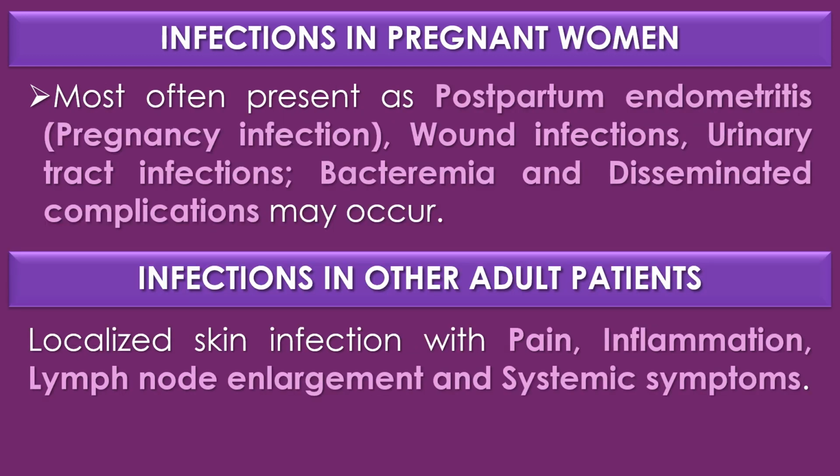The third clinical disease caused by Streptococcus agalactiae is infection in pregnant women. In this case, most often symptoms like postpartum endometritis or pregnancy infection, wound infections, urinary tract infections, bacteremia, and disseminated complications may occur. And finally, in adult patients, Streptococcus agalactiae shows localized skin infection with pain, inflammation, lymph node enlargement, and systemic symptoms.